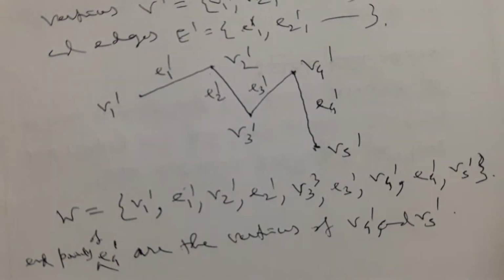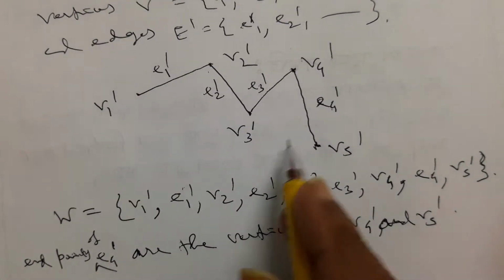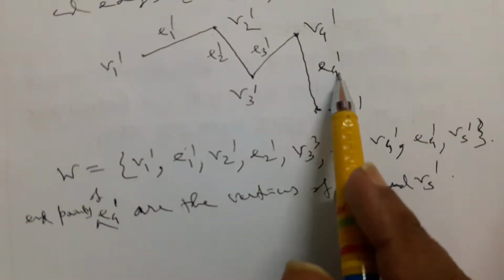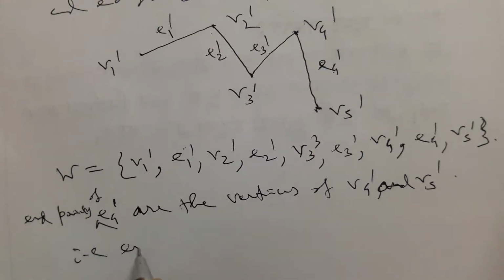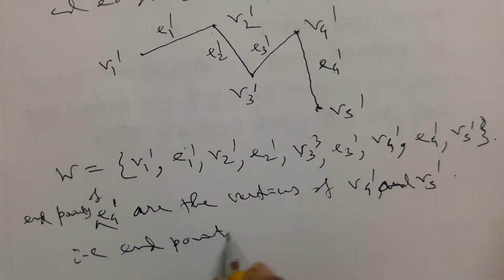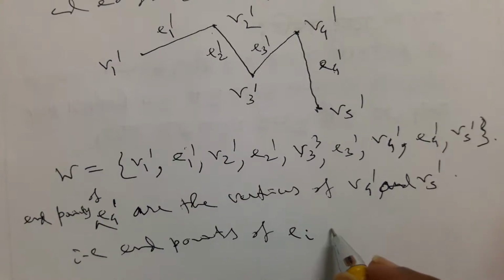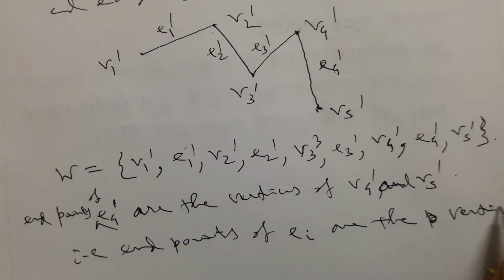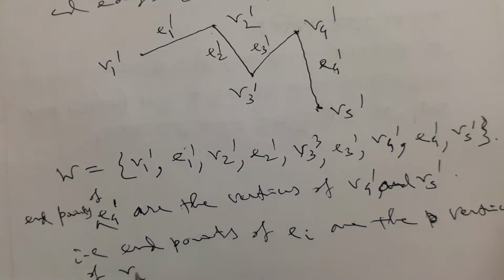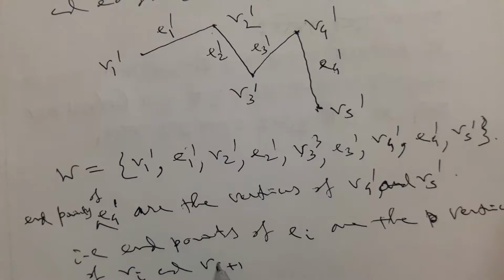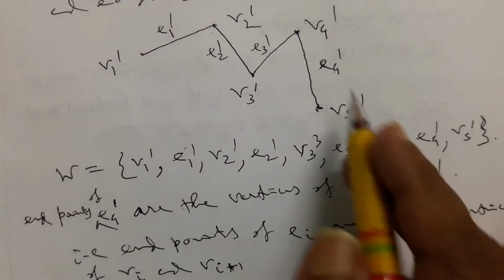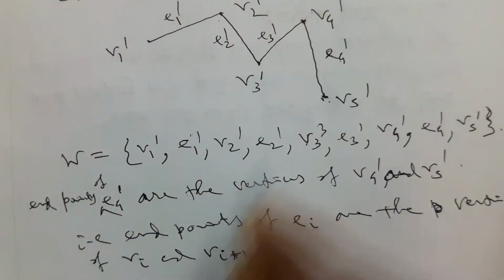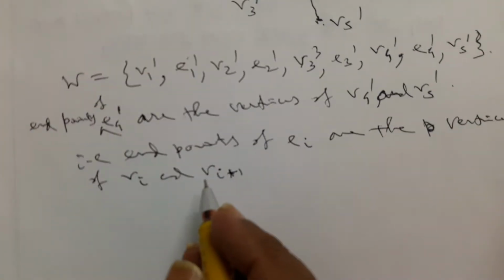So in the generalized case of a walk, the endpoints of Ei are the vertices Vi and Vi+1. By induction it is clear. Here it is E4, so i equals 4, and the endpoints are V4 and V5. So finally we get some idea about walks.